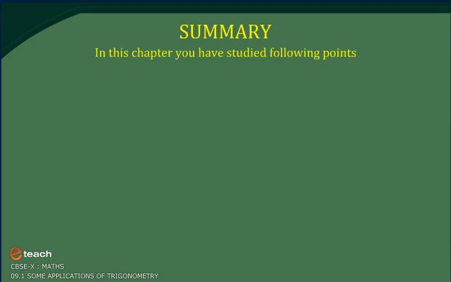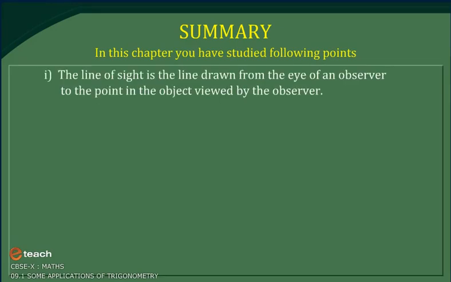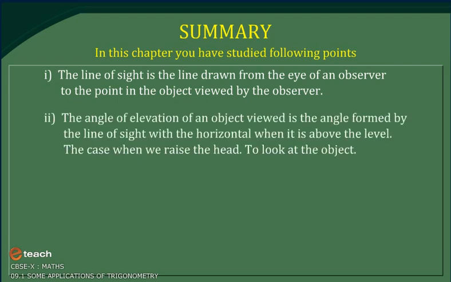Summary. In this chapter, you have studied following points. The line of sight is the line drawn from the eye of an observer to the point in the object viewed by the observer. The angle of elevation of an object viewed is the angle formed by the line of sight with the horizontal when it is above the level. The case when we raise the head to look at the object.